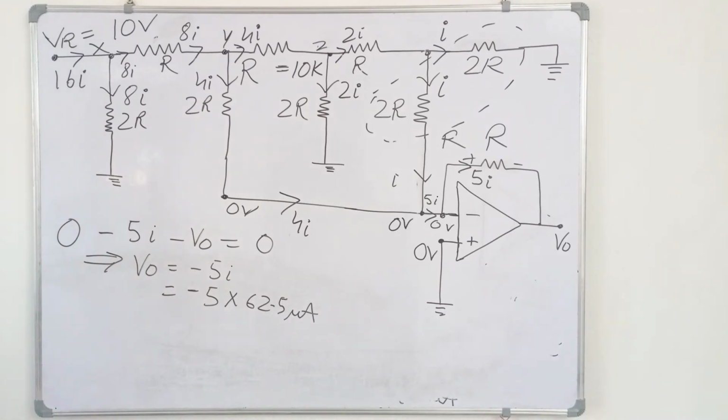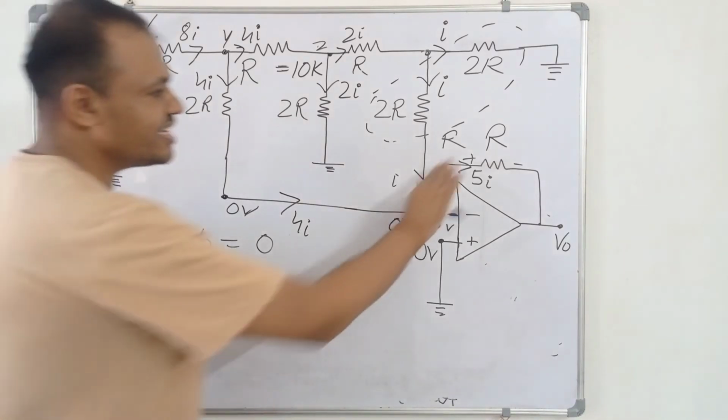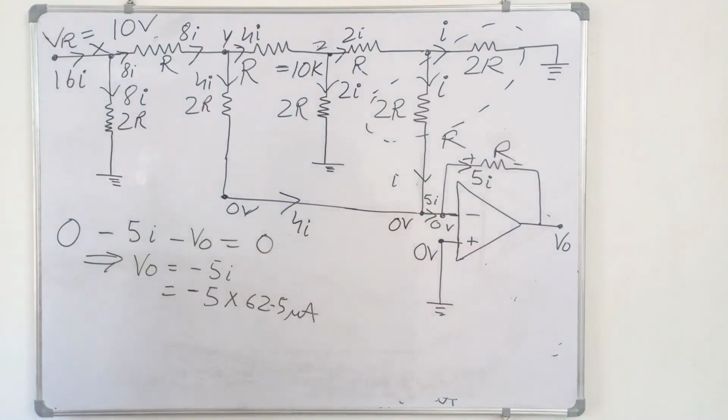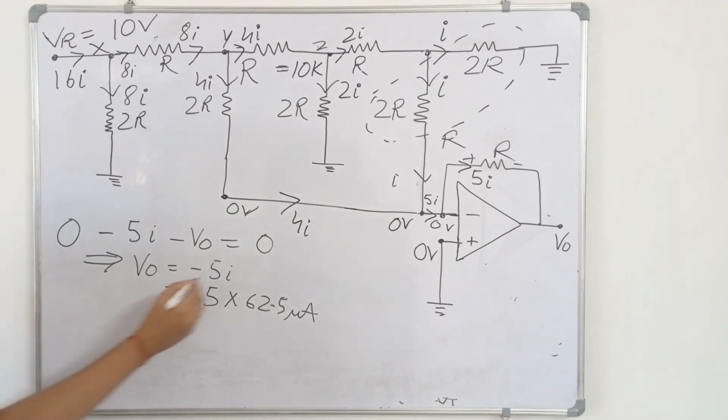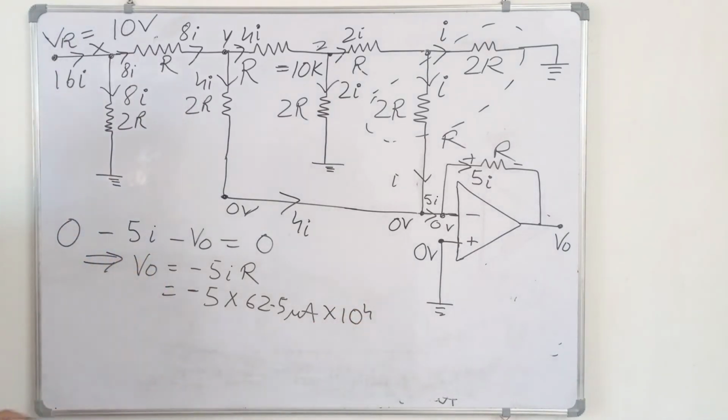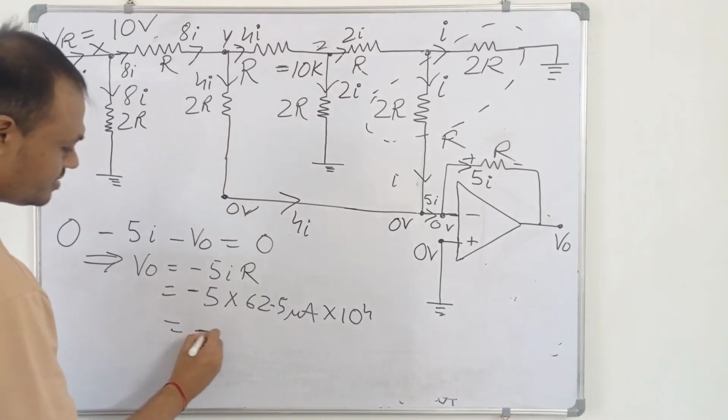So if you find the value of V naught, and this resistance also we have to take into account. Sorry, I forgot to take it. This resistance is equal to R. So minus 5I into R. So into 10 to power 4. So if you solve it, the answer will be minus 3.125 volt.